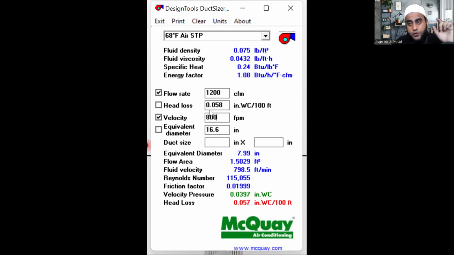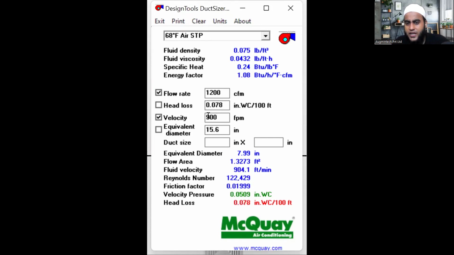If I am maintaining 800 FPM, head loss is 0.058. And I have told you for residential application, I have shown you one table, if you remember, in starting, when we were discussing the equal friction method. In that table, it is written clearly, if you are doing the duct sizing for residential application, the head loss range should be between 0.05 to 0.08. Am I right? In this range, you have to maintain the head loss. So okay, no problem, 0.058 is coming, because the value is between 0.05 to 0.08. It is clear. You can take the 800 FPM also.